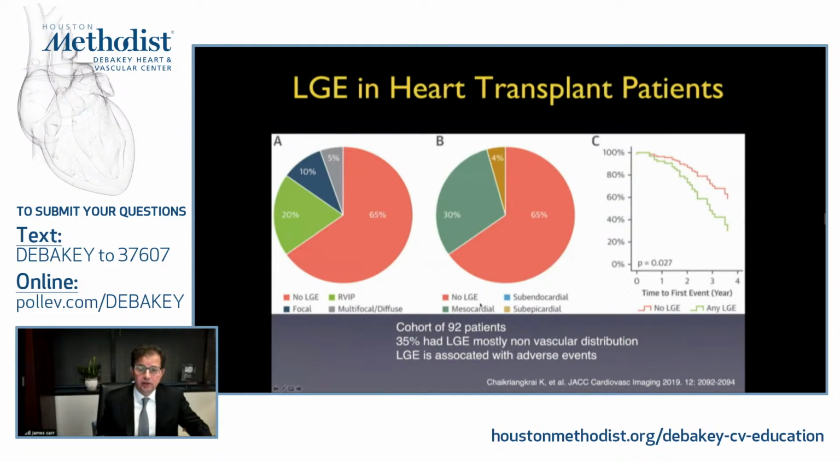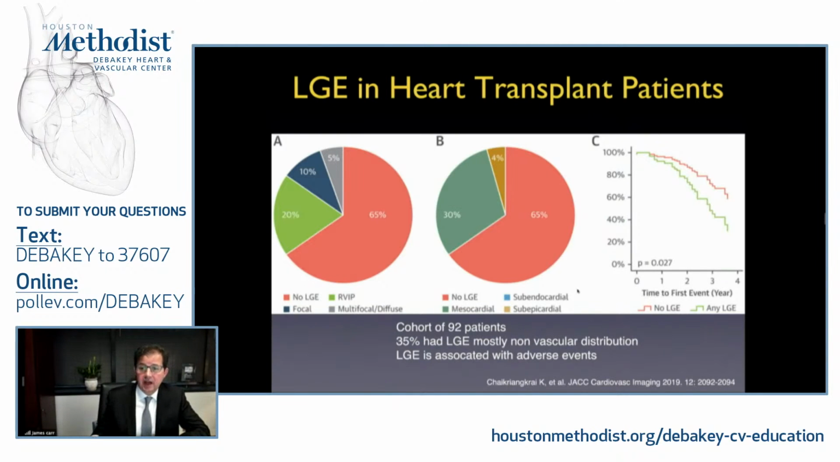We also saw, as I mentioned, mostly mesocardial to subepicardial. So this is a non-vascular distribution of scar. You can see here no real subendocardial scar. Again, would be more typical of the rejection myocarditis type etiology, not typical of the ischemic type.